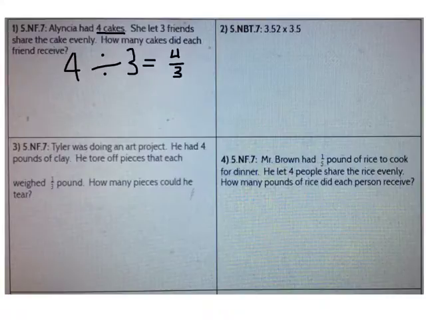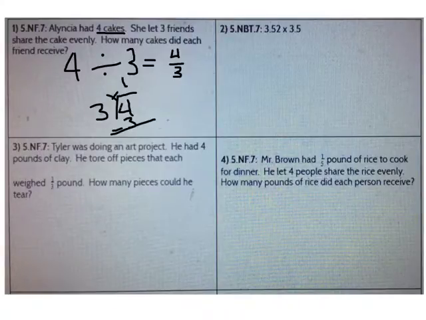How can I change 4/3 into a mixed number? I can divide 4 divided by 3. How many times does 3 go into 4? 3 goes into 4 one time. What's 1 times 3? It's 3. When I subtract, how many do I have left over? 1. So my answer is 1 and 1/3.